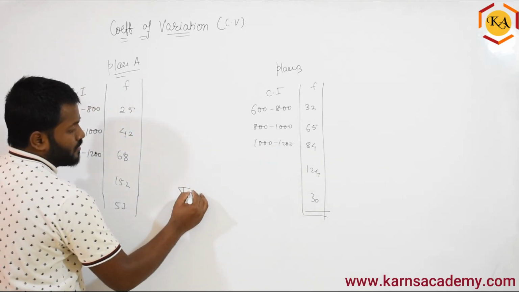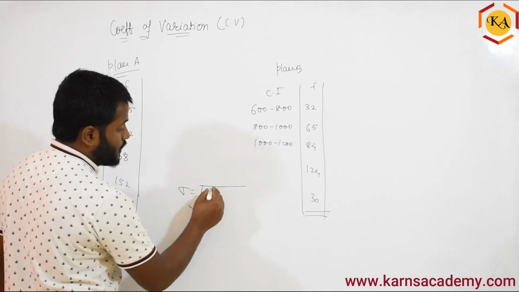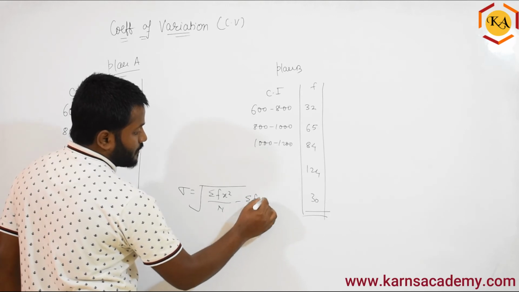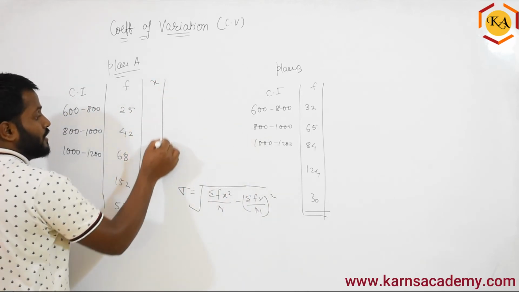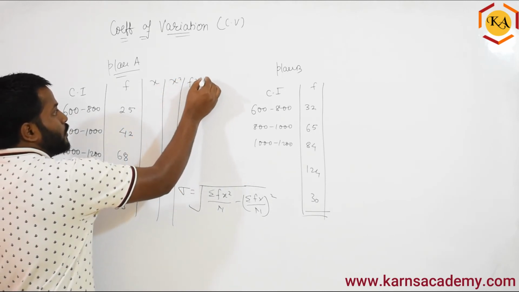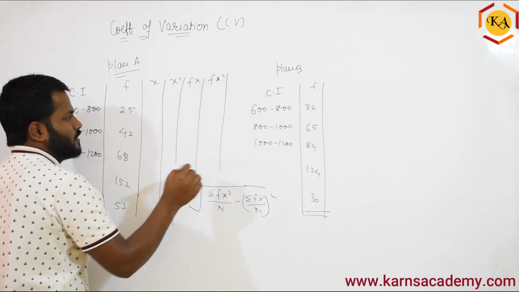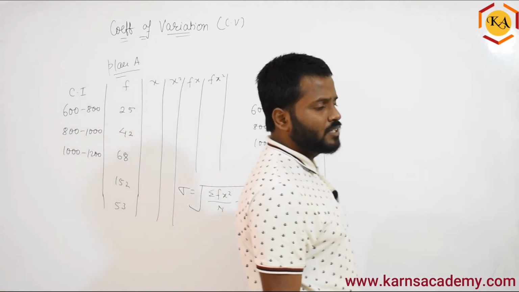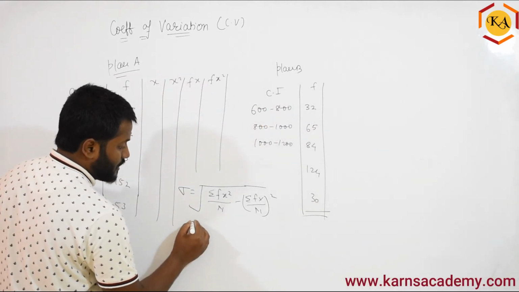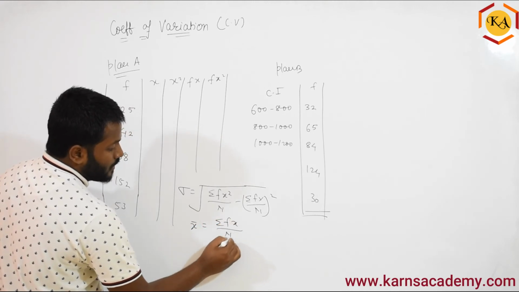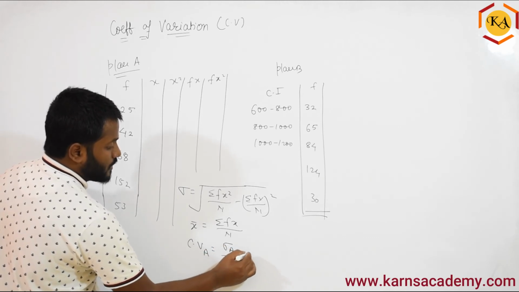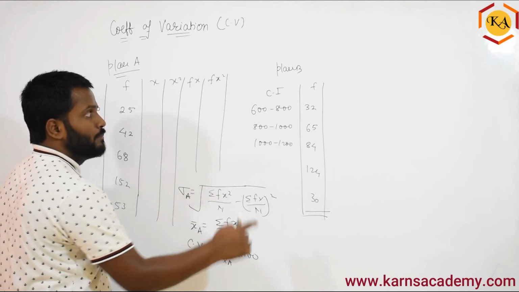So how do we find the standard deviation? Very simple. Which formula? The grouped data formula: summation fx square by n minus summation fx by n the whole square, right? You find x, the midpoint of the class interval, then x square, then f into x, and then f into x square. So these are the four columns needed. Once you find the standard deviation, you find the mean, that is summation fx by n, and then you can find the CV for place A, that is standard deviation by mean into 100. And a similar procedure you will repeat for place B.